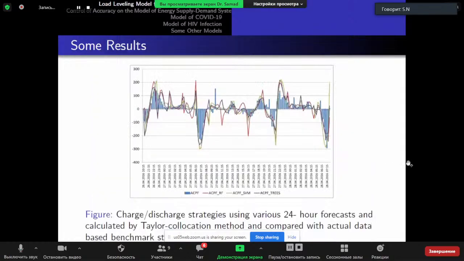And also here we have some results related to charge and discharge strategy for 24 hours. That's for forecast using Taylor calculation method. And also applying accurate methods, finding accurate methods for solving the problems among challenging problems. So we need to apply different methods and find the accurate method between all the methods.